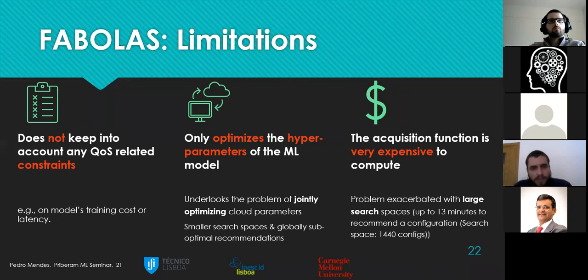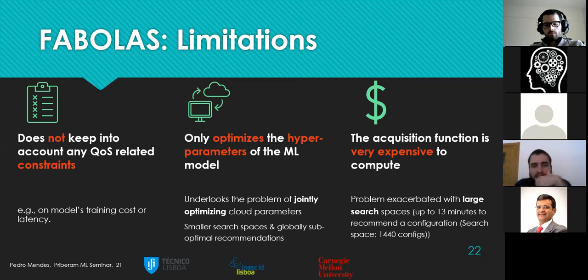Fabolas only optimizes the hyperparameters of the machine learning models, so it overlooks the problem of joint optimization. As we previously saw, it recommends suboptimal configurations. And in particular, it also considers smaller search spaces.